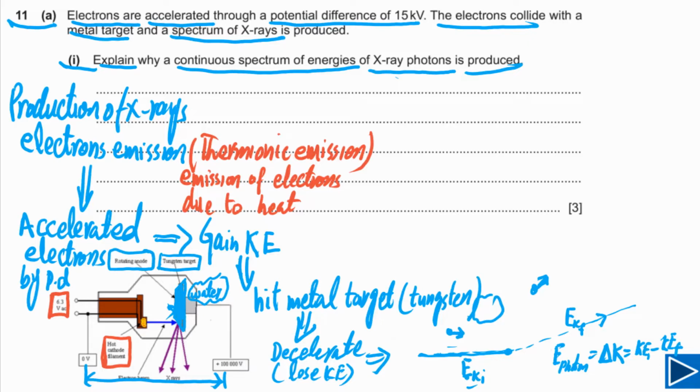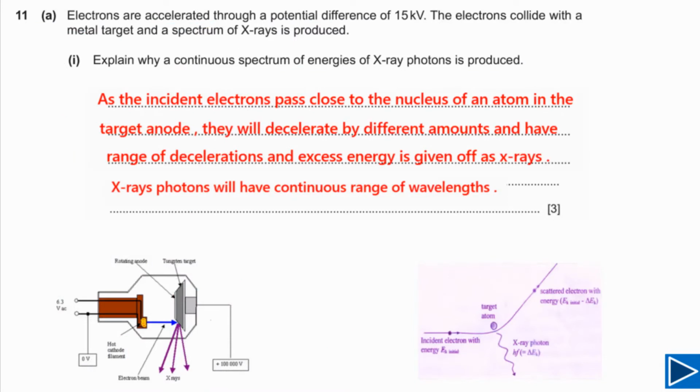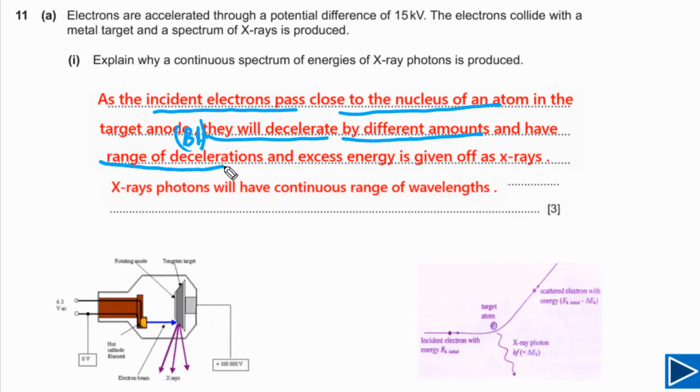Now let me show you how you can write down a proper answer. In your answer, you have to mention that as the incident electrons pass close to the nucleus of an atom, electrons will decelerate. If you write that the electrons will decelerate, you will get 1 B mark. And they decelerate by different amounts, so they have a range of deceleration. So you will get the second B mark.